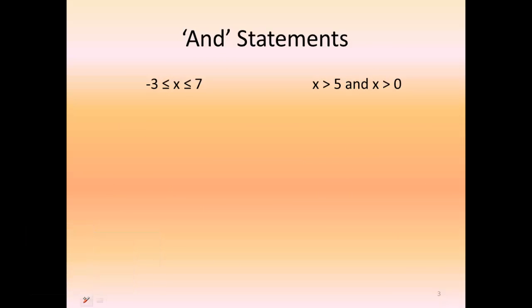So now let's talk about "and" statements. And statements involve taking the intersection of values. The symbol for intersection is an upside down U. And this means I'm going to take only what they have in common. Only the values that they have in common. Some people call this the overlap.